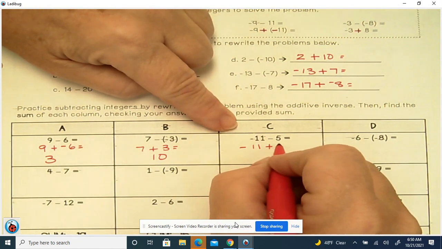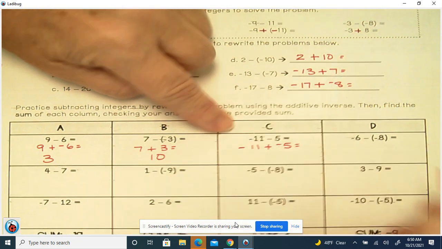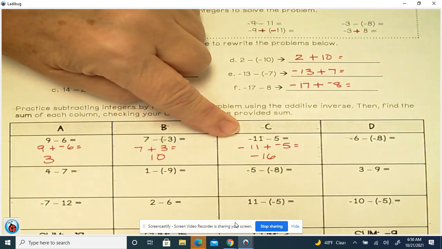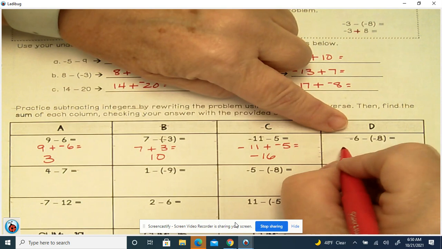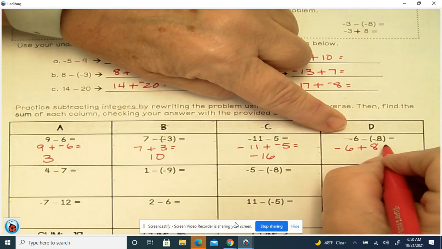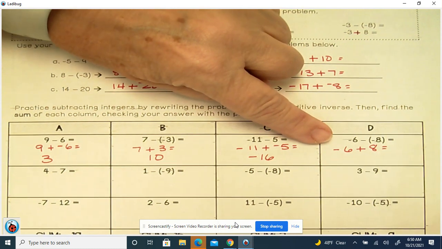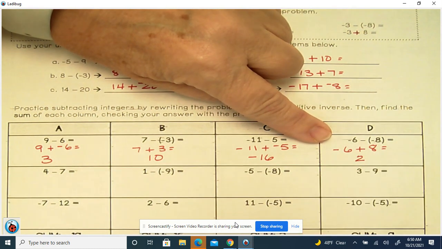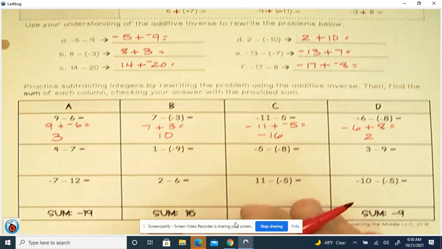-11, change it to a plus, change the sign. Same sign, add and keep. That makes it a -16. Keep the -6, change the minus to a plus, change the sign of next. Different sign, subtract. 8 minus 6 is 2. 8 has the largest absolute value and it's positive, so it stays positive.